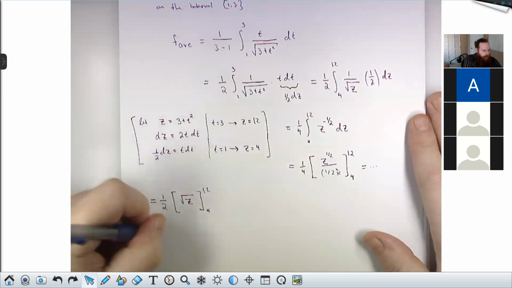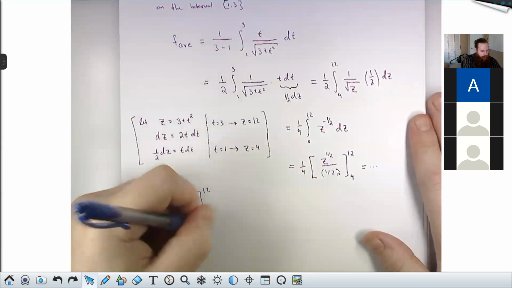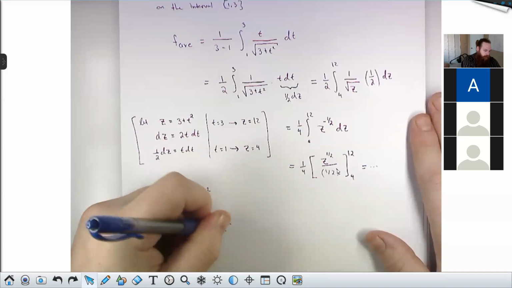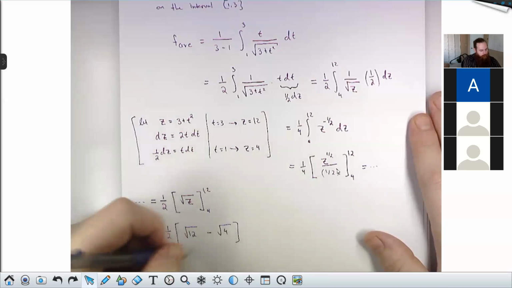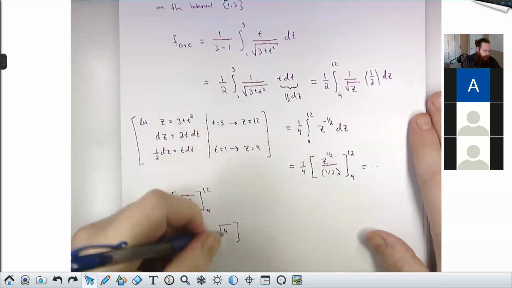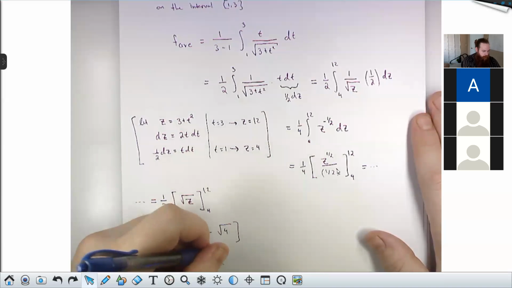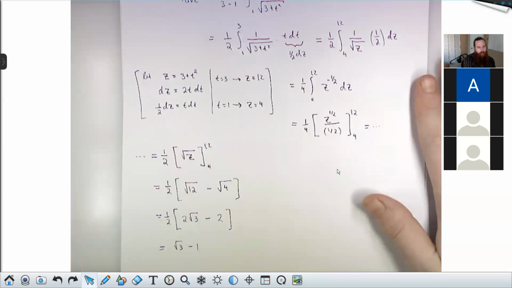If I plug in 12, we get the square root of 12, which is not super nice. When I plug in 4, I get the square root of 4, which is super nice. 12 is 4 times 3. So this is 2 square roots of 3. And then 4 is 2 times 2, so that's just minus 2. And then you could distribute the 1/2. And you get the square root of 3 minus 1.